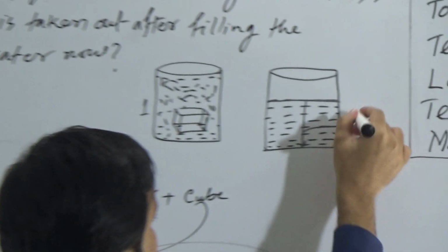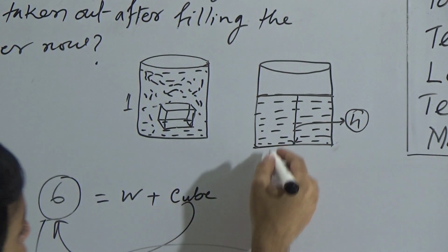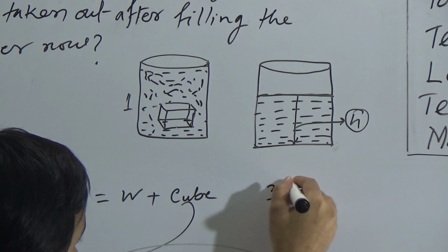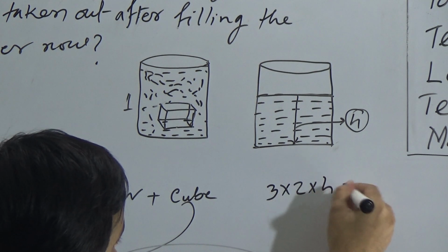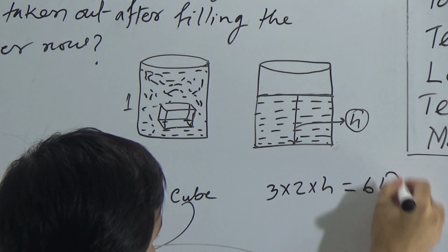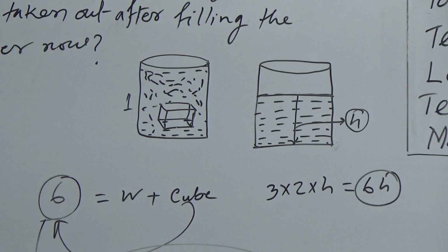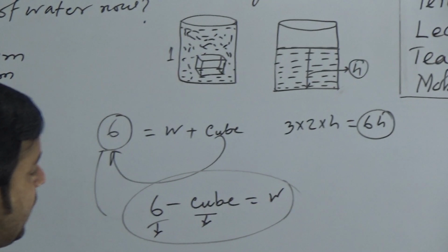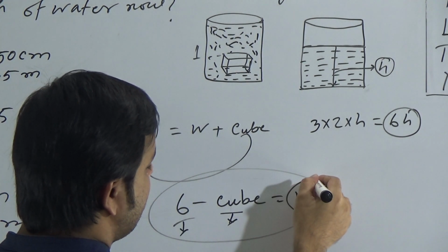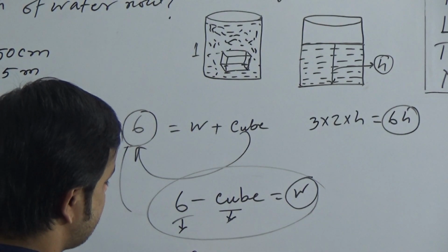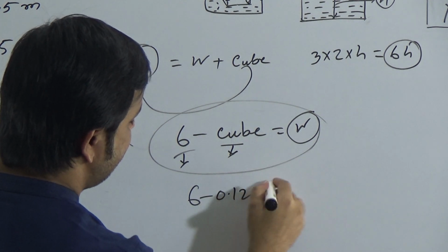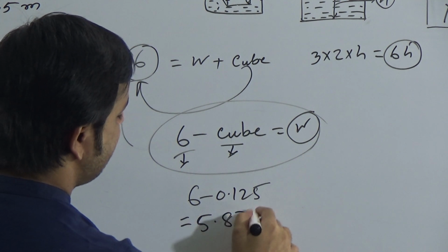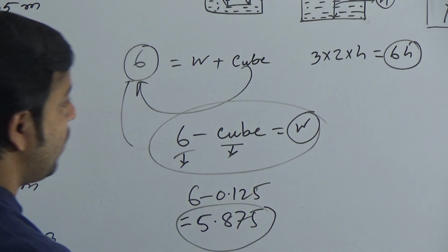If we consider the height is h, then we will get the volume of water by multiplying length, breadth and height. It means 6h. And if we subtract the volume of the cube from the total volume, we will get the volume of water. It means that if we subtract 0.125 from 6, we will get 5.875. This is the volume of water.